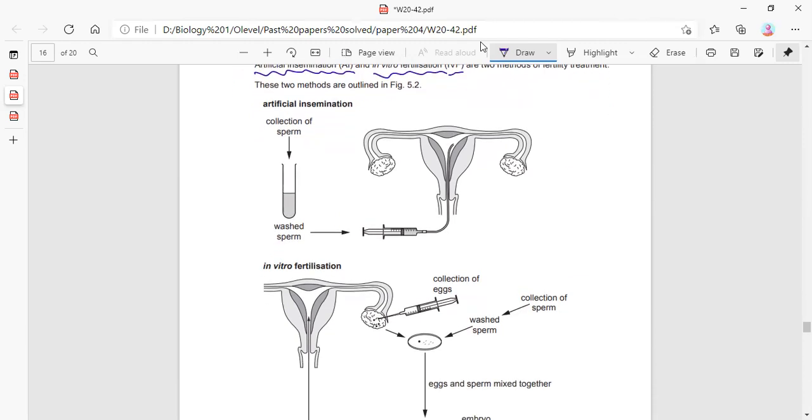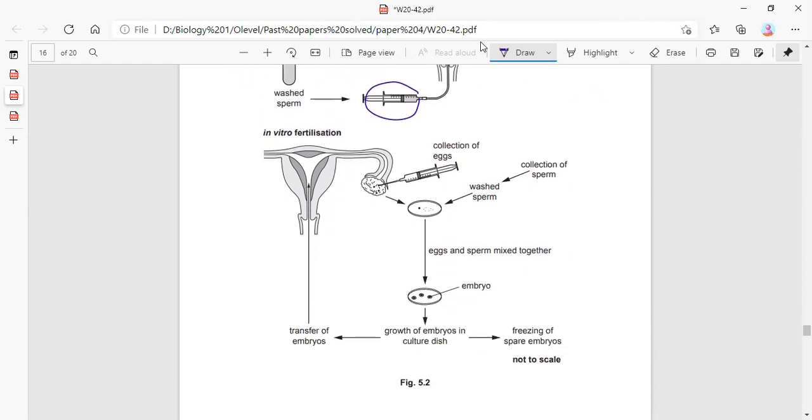الارتفيشال انسيمينيشن بيعمل ايه؟ We collect the sperm from the father and then the sperms are injected into the uterus of the mother. لكن الفيرتلايزيشن ما بين السبرم والاوفم بيحصل in the uterus عادي جدا. طب what about ال IVF؟ In the IVF you collect the eggs from the mother.